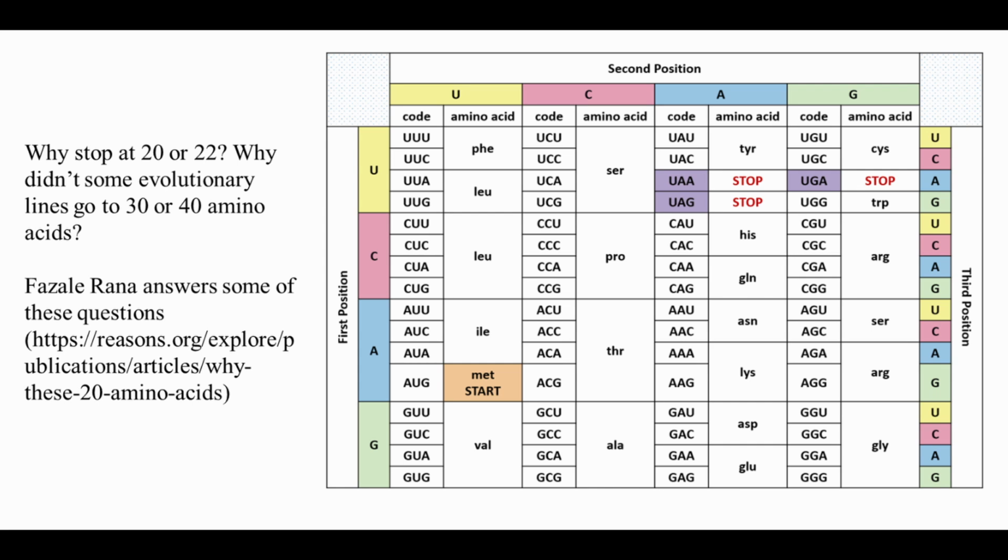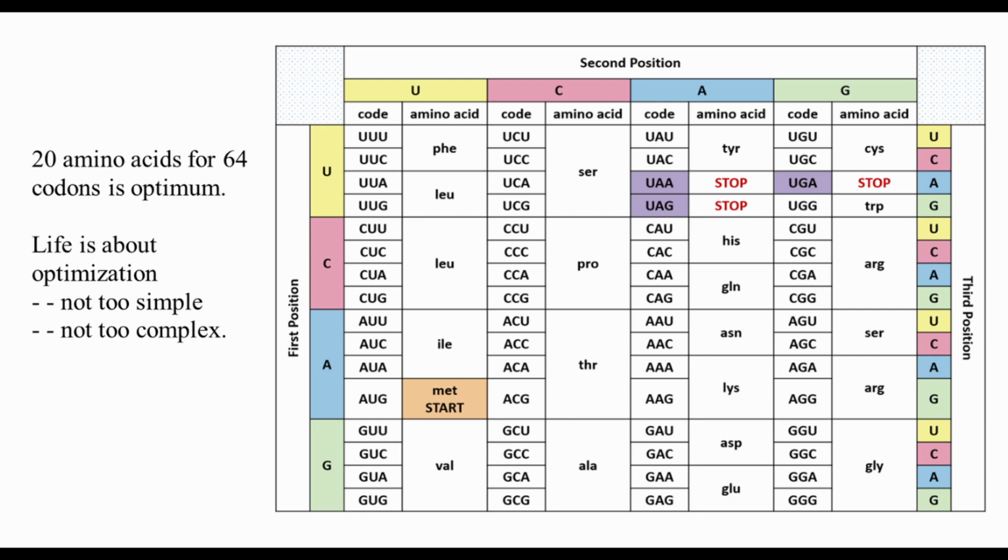Some biologists contend that having multiple codons for the same amino acid guards against mutations. So why wouldn't codon quadruplets be safer for multiple redundancy than codon triplets? Fazale Rana answers some of these questions in his article Why These 20 Amino Acids at the link shown. A short answer is 20 amino acids for 64 codons is optimum. Life is about optimization, not too simple, not too complex. In very complex systems, some aspects of the system must be left suboptimal so that other parts of the system can be made better.